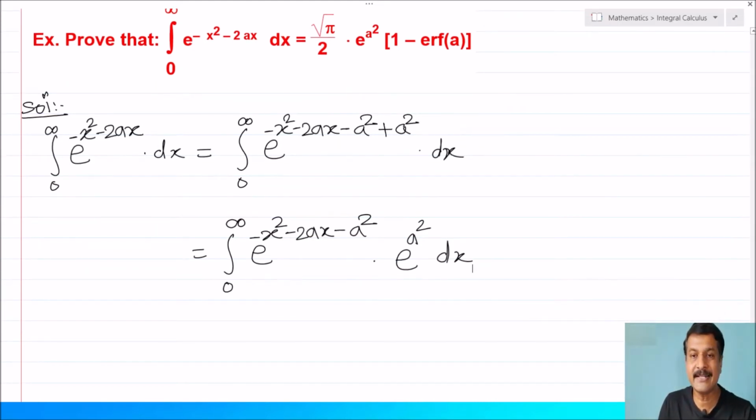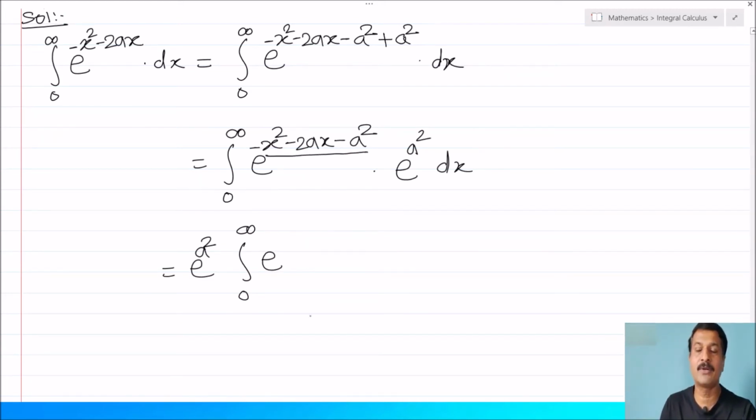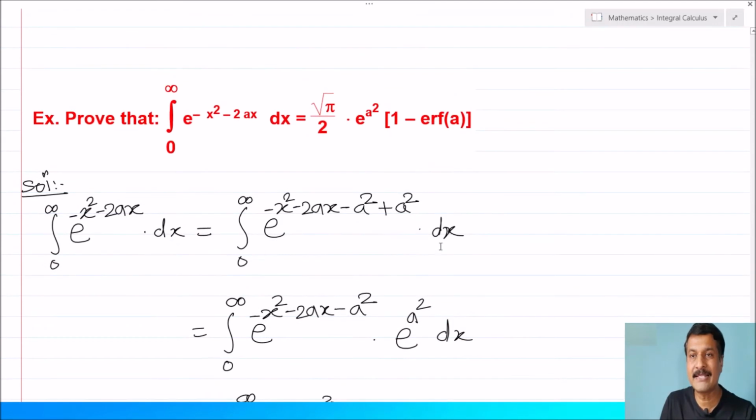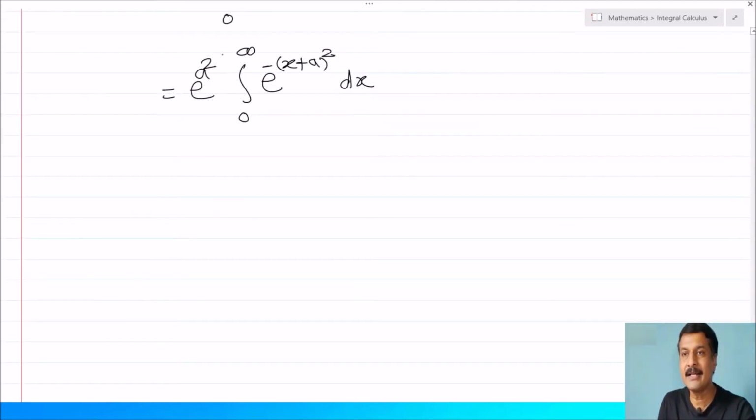So here, integration with respect to x, that is why e raised to a square is a constant, so outside, and inside integration 0 to infinity e raised to, now this is a perfect square, if we common out minus sign, of (x plus a) into dx. To consider the definition of error function, I want here a single variable t, and that is why you substitute x plus a equal to t.